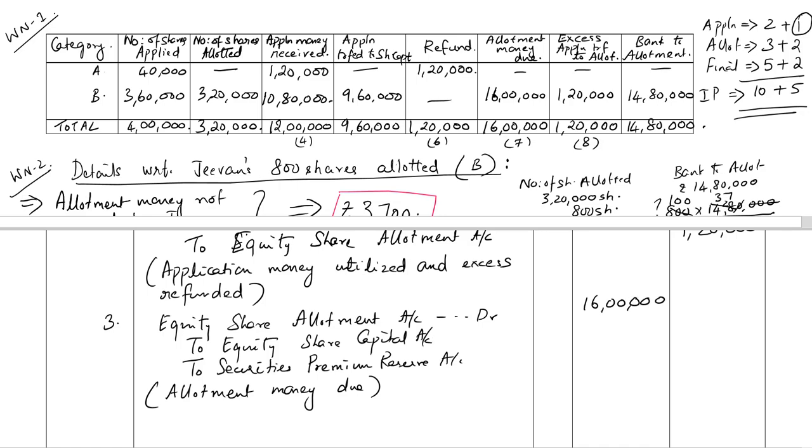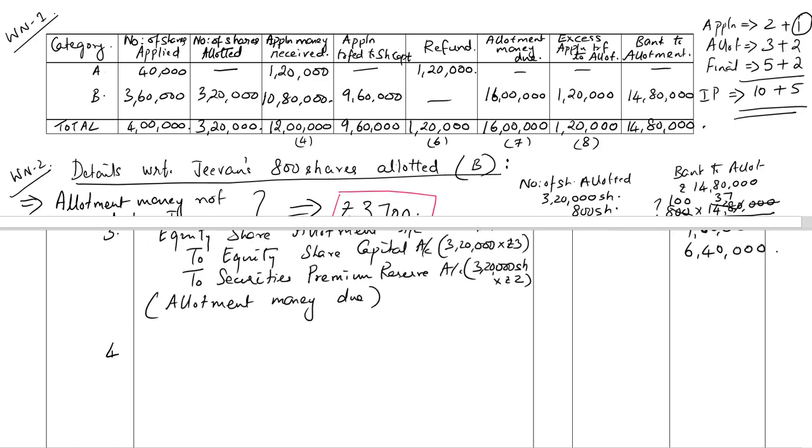Against equity share capital account, we will write 3,20,000 shares multiplied by the allotment money towards share capital, which is rupees 3 per share, comes up to 9,60,000 rupees. And against securities premium reserve, we will write 3,20,000 shares multiplied by rupees 2 per share premium payable on allotment, which is 6,40,000 rupees.